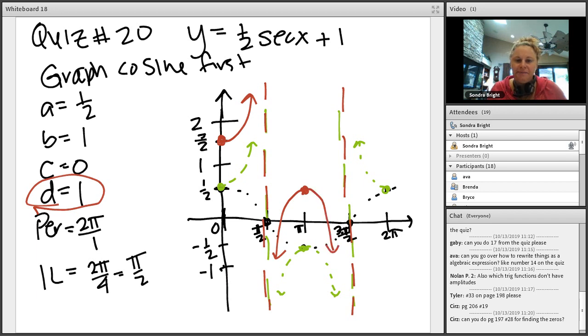And then this 1/2 went up to 3/2 right there, and then it's curving up towards there. So the red is my final graph of that. Okay. So that was 20 from the quiz, 17 from the quiz.